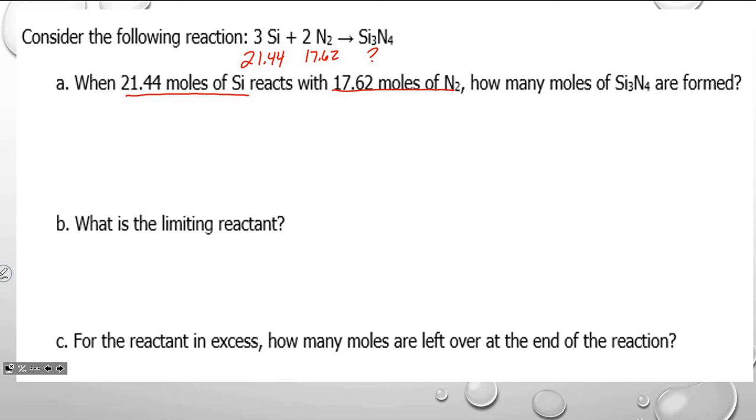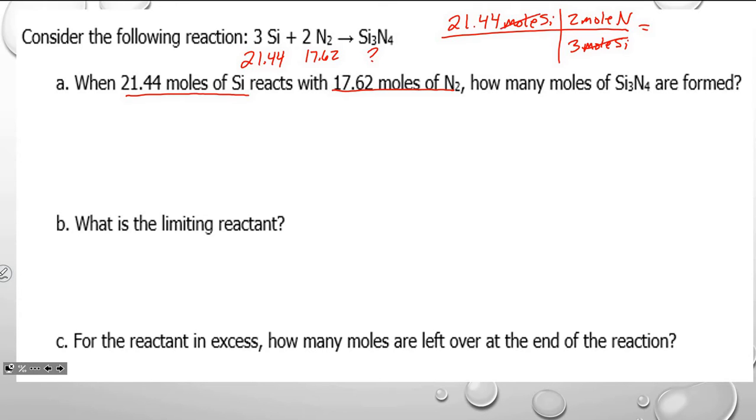Well, it's a 3 to 2. I don't know about you, but I know I have more silicon than I do nitrogen, but I don't know if it's a 3 to 2 ratio off the top of my head. So because I don't know for sure, I'm just going to take, and it doesn't matter which one you do, I'm just going to take the first one, 21.44 moles of silicon, and I'm just going to do that quick conversion. So for every 3 moles of silicon, there are 2 moles of nitrogen.